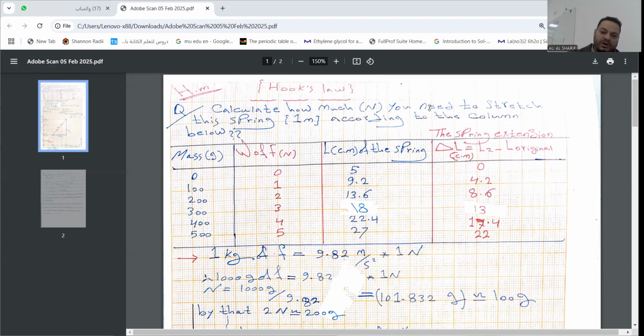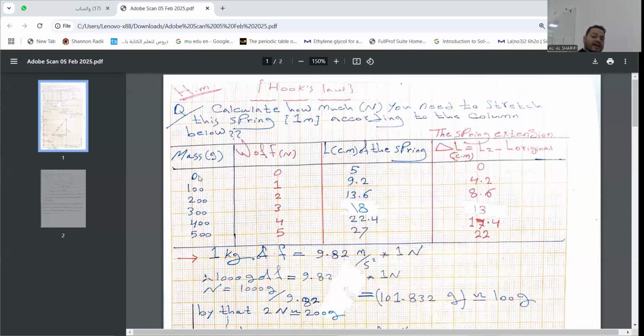According to the table below, at first the mass will be here: 0, 100, 200, 300, up to 500 grams. But like I explained in the class, mass is different from weight. Mass means kilogram, gram, okay? But the right unit for weight is the Newton, like the force. That means force and weight are the same.